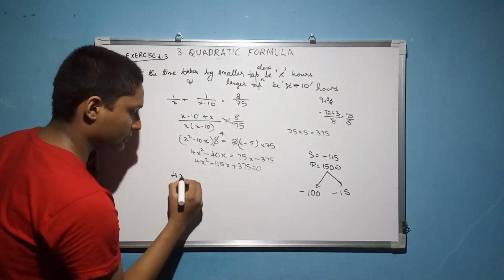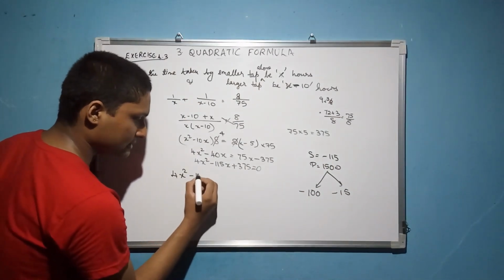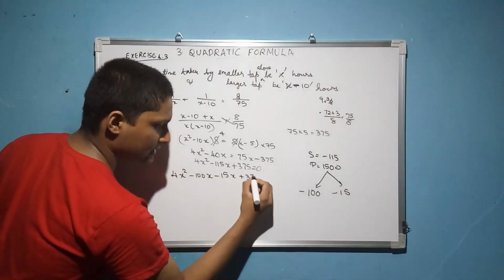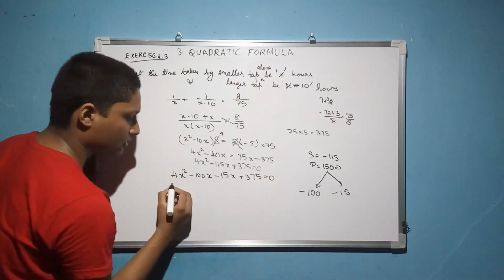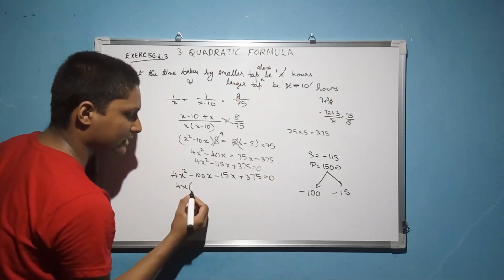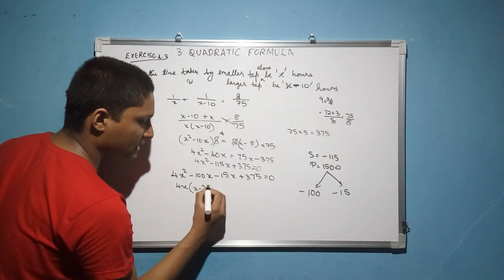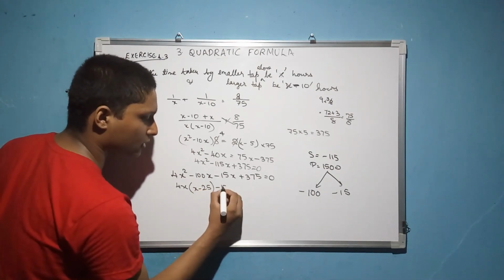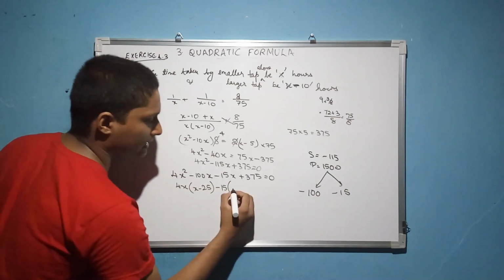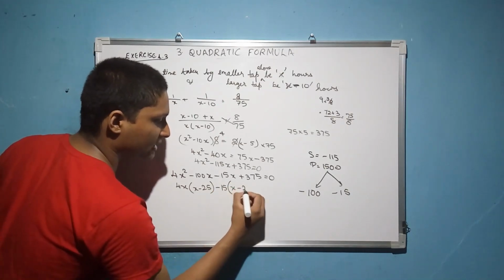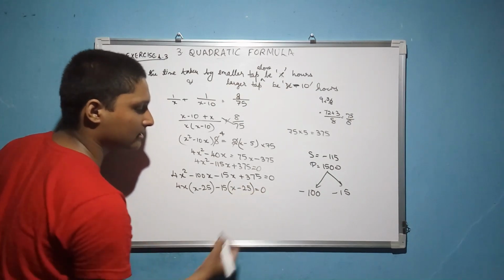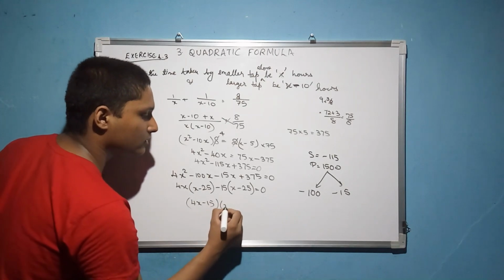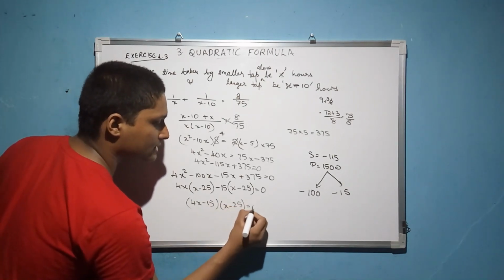So I'll write here 4x square minus 100x minus 15x plus 375 is equal to 0. Now I'll take 4x common. If I take 4x common, I get x minus 25. Then I'll take minus 15 common, and I'll get x minus 25 again. That is equal to 0. So (4x minus 15) into (x minus 25) is equal to 0.